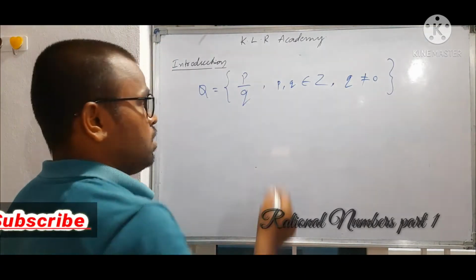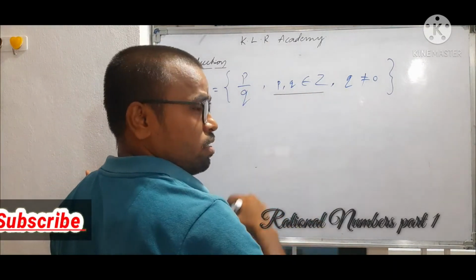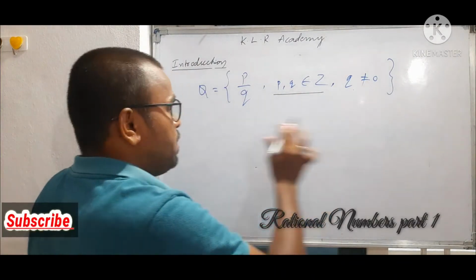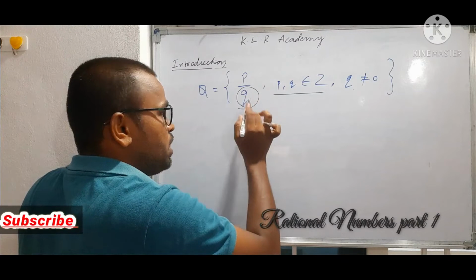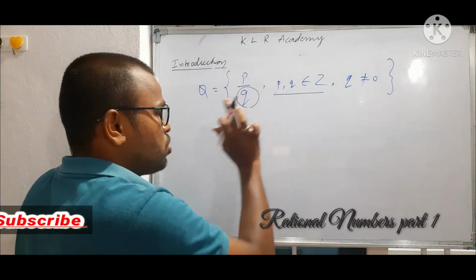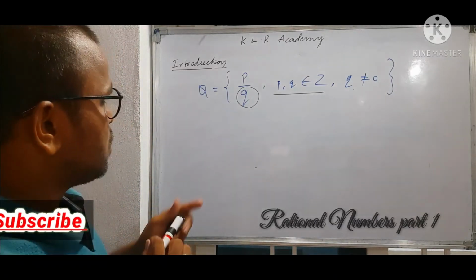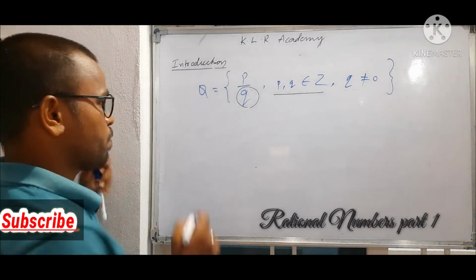So what are the conditions? p and q must belong to integers, and q should not be equal to 0. Means the denominator should not be equal to 0. Clear? Okay, so let us take some examples.